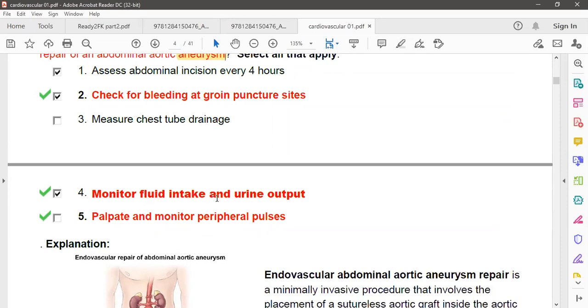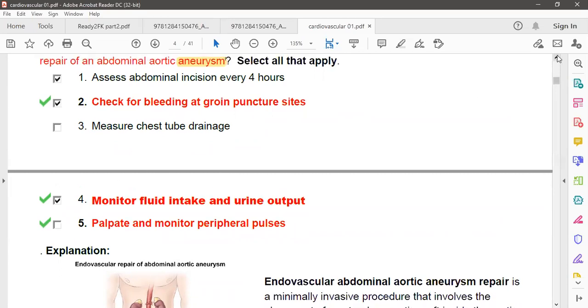Monitor the fluid intake and output. Yes, it is another option to take care of the patient. And also palpate and monitor the peripheral pulses. So for a patient who undergoes correction of an abdominal aortic aneurysm, as an RN, there are 5 options. Which ones need to be taken care of during the management of this patient?